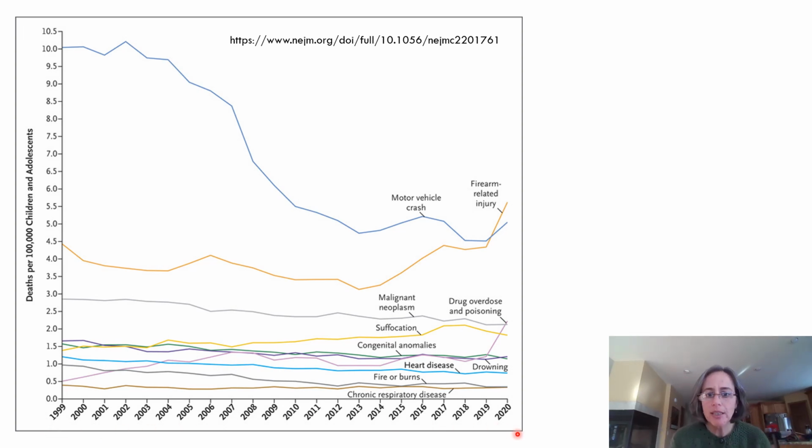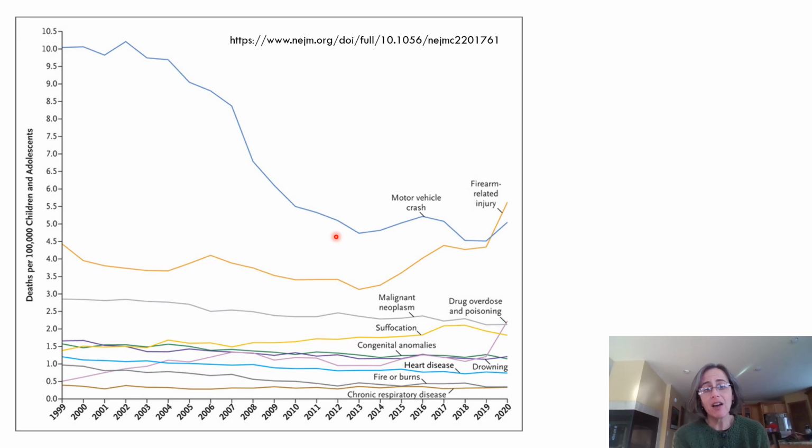And so we can see some really interesting things. We can see that the number of deaths from motor vehicle accidents has declined significantly, right? So like cut in half from 1999 till about 2012. And you might wonder, well, gosh, why did that happen?